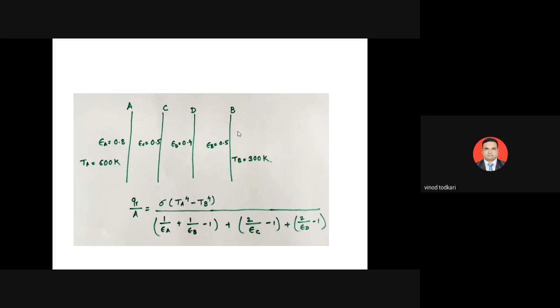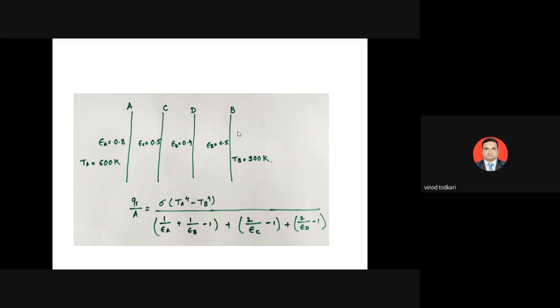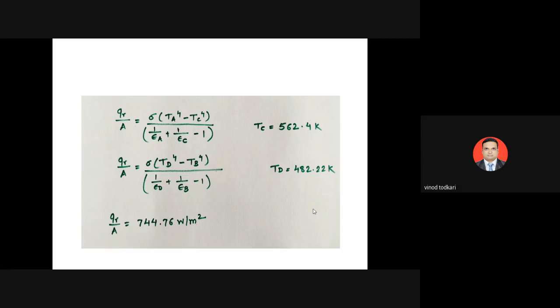Tell me honestly, is it clear to you? Any difficulty with this? In this case, two radiation shields were there, right? So if two shields are there, we have to write two brackets, right? The first bracket with epsilon C is for shield C, and the second bracket is for shield D.